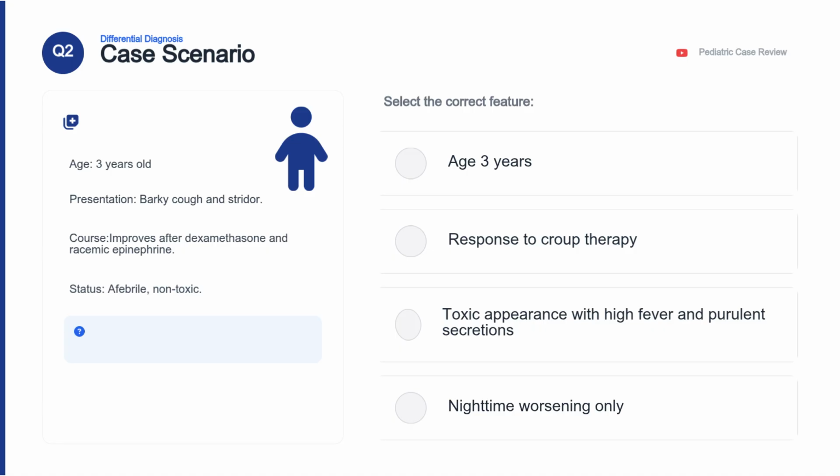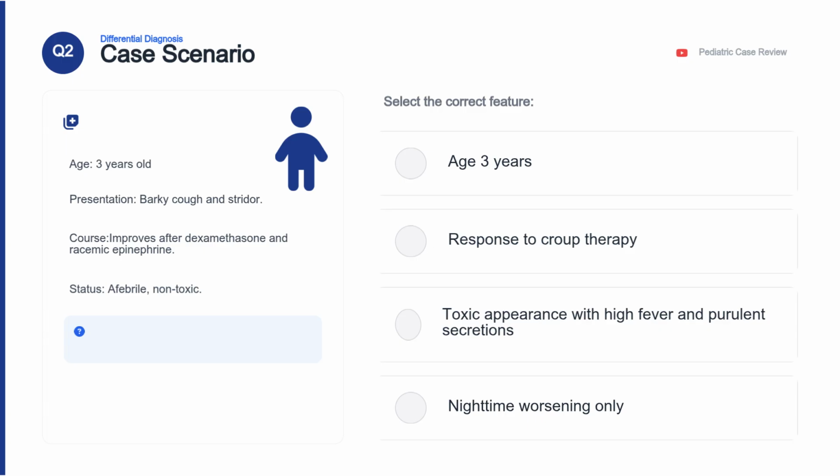Question 2 focuses on differential diagnosis. A 3-year-old child presents with a 2-day history of barky cough and stridor. The child is afebrile with a temperature of 37.2 degrees Celsius and appears well, playful, and non-toxic. After receiving a single dose of dexamethasone 0.6 milligrams per kilogram and nebulized racemic epinephrine, the stridor resolves completely and the child improves significantly. Which clinical feature would most strongly suggest bacterial tracheitis instead of viral croup?